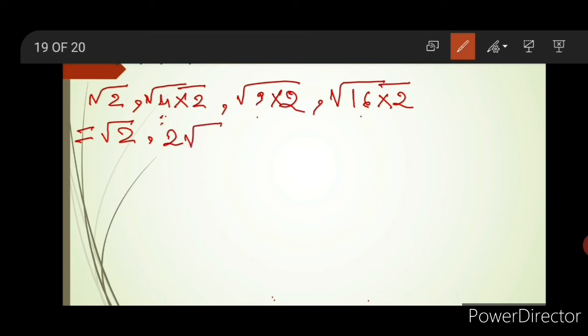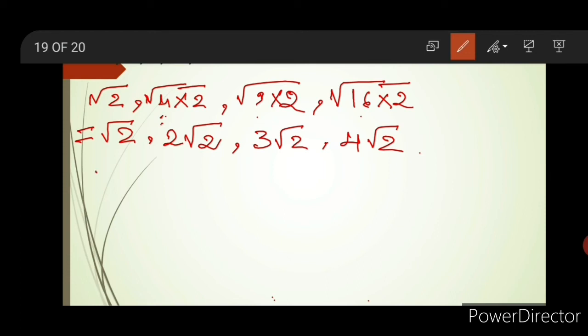Then what's remaining? Square root of 2. Here, square root of 9 is equal to 3. Here, what's remaining? Square root of 2. Here in the last term, square root of 16 is 4 itself. Then square root of 2. Now this is the form of the given series.